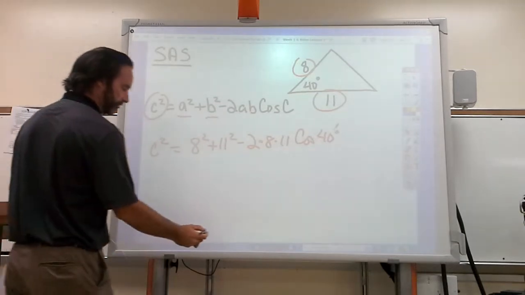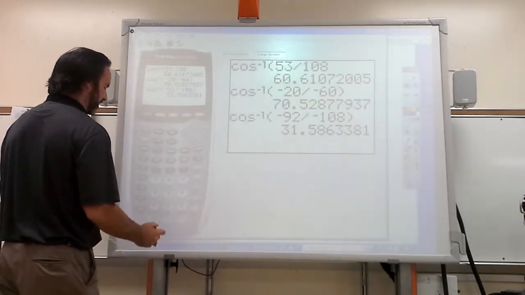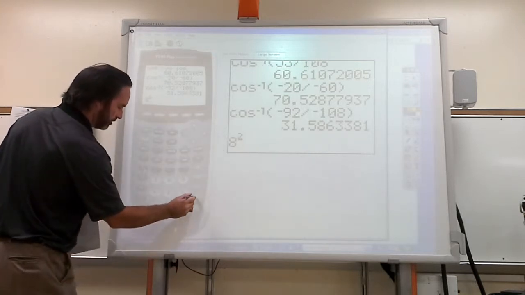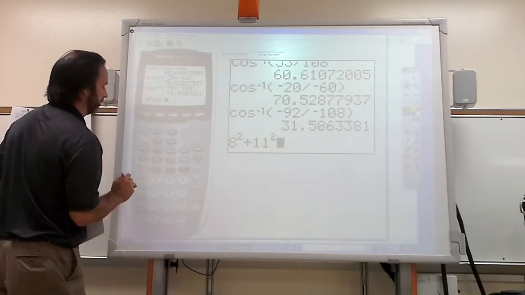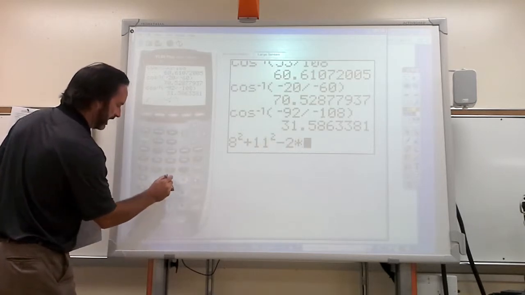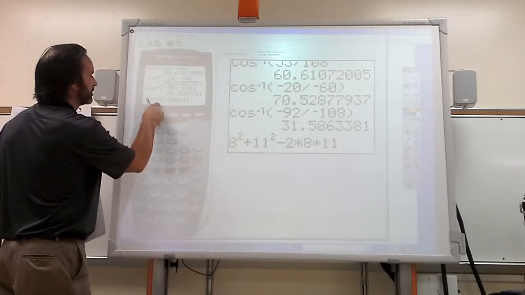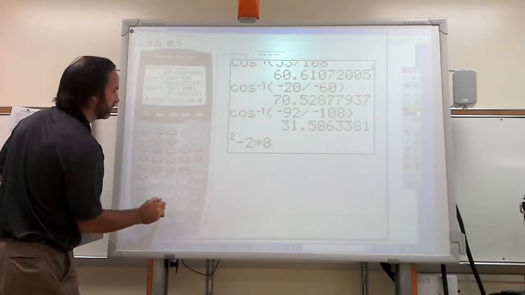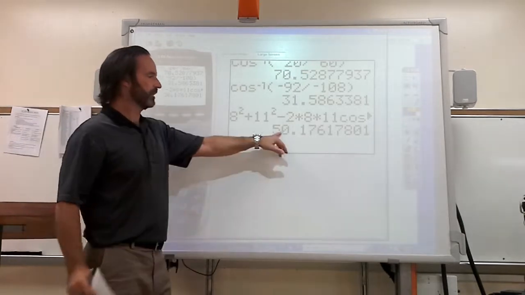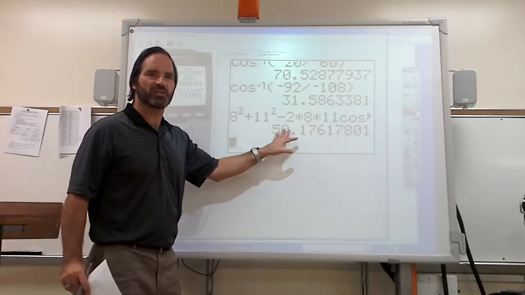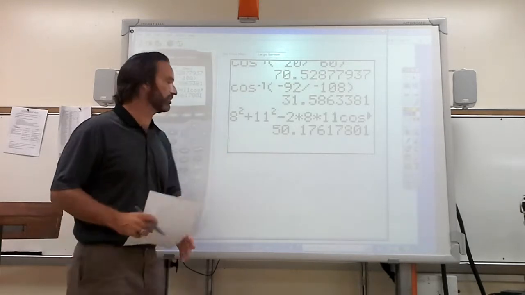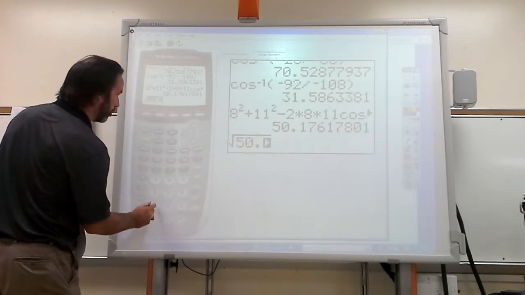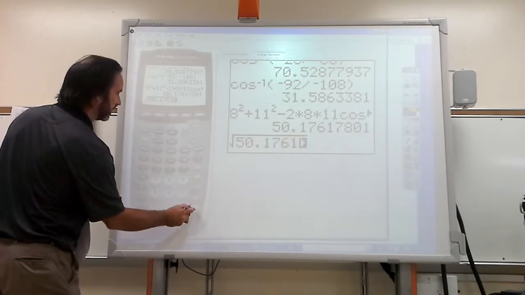So, let's see if I can do that. I didn't calculate this one out, but it's going to be 8 squared plus 11 squared minus 2 times 8 times 11 cosine 40. Enter. And here's an answer, but that's what c squared is. And then what do we do? We square root both sides. So second square root of 50.1761. Enter. It should be around 7.